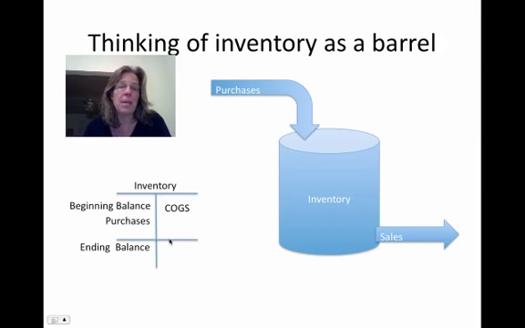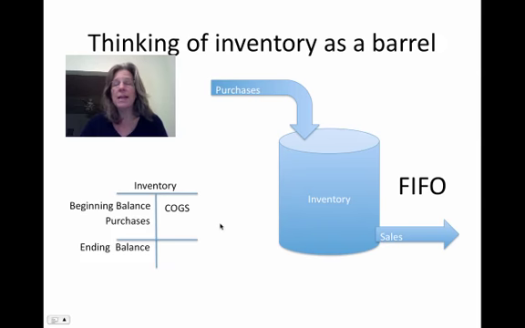The other way we can think about it is a T account where we have the beginning balance, we have purchases coming in as a debit entry, and cost of goods sold going out as a credit entry. And then the ending balance would be the net of that. And you're familiar with that T account.